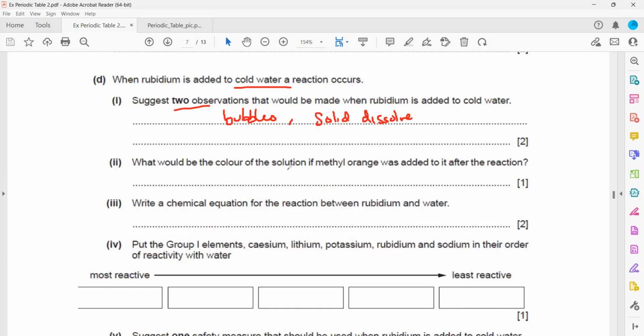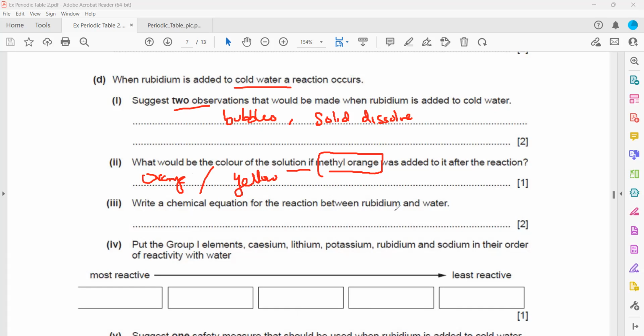What would be the color of the solution if methyl orange is added? Methyl orange is an indicator because when rubidium reacts with water, it gives rubidium hydroxide, an alkaline solution. So what is the color of methyl orange in alkaline solution? Methyl orange is yellow or orange in alkaline and it is red in acidic. So orange is the first choice, yellow is the second choice, both are correct.